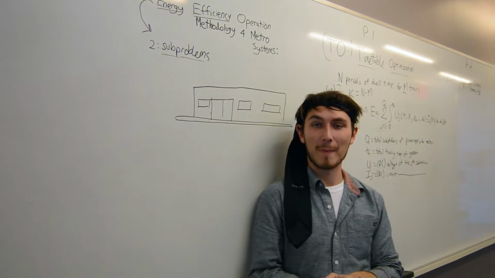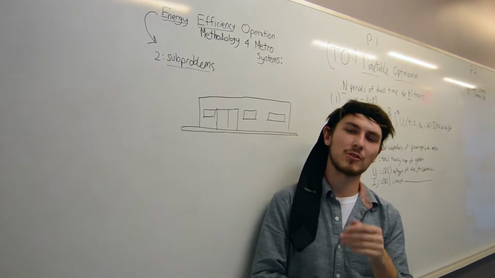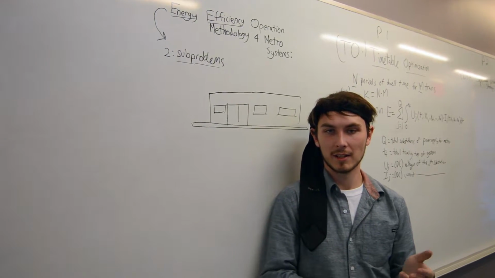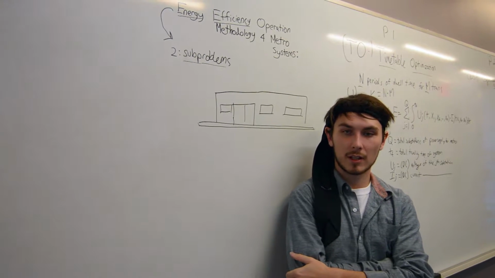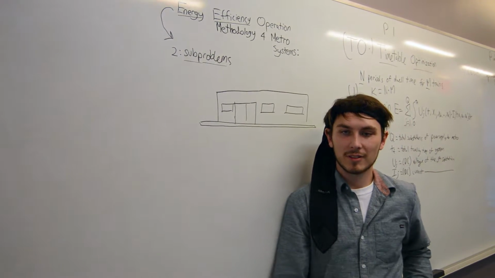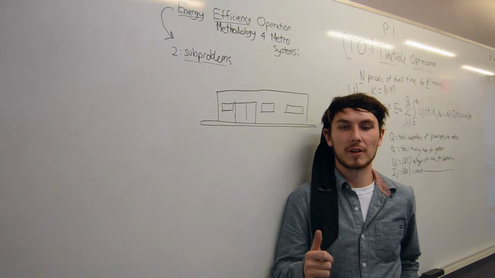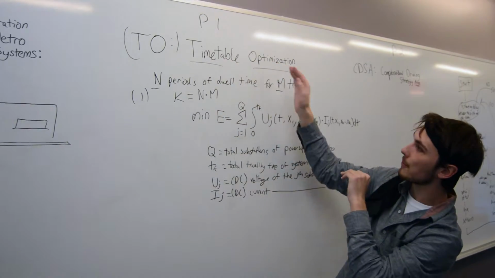Metro systems are one of the main sources of public transport, and they consume a high amount of energy daily. So methods for metros to run energy efficiently are very sought after. The authors of this article designed an algorithm for energy efficiency that can be broken down into two parts. First part, the timetable optimization.